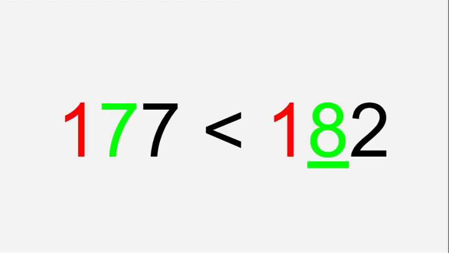Next, we will compare 177 and 182. Which number is bigger? Both numbers have 1 in the hundreds place value and 3 digits. So we will look at the tens. We will compare the 7 and the 8. 7 is less than 8, so 177 is less than 182. Well done.